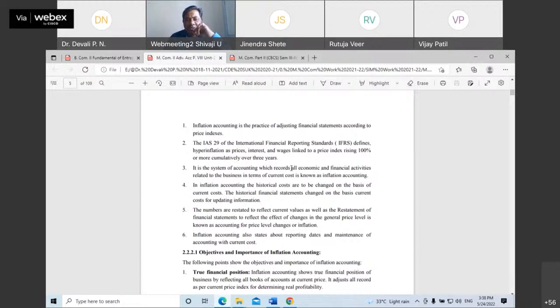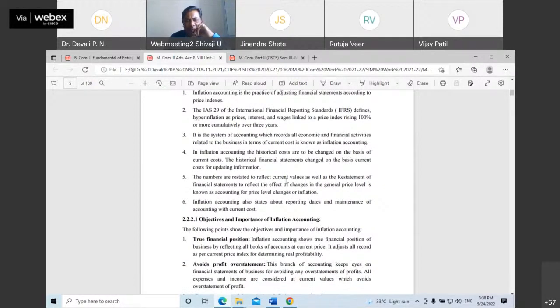We are getting such kinds of definitions in respect of the accounting associations, and how we are determining the particular price index relevant to this. Now see here, the accounting system, which is recording all the economic and financial activities related to the business, determines the current cost, and this is known as inflation accounting.